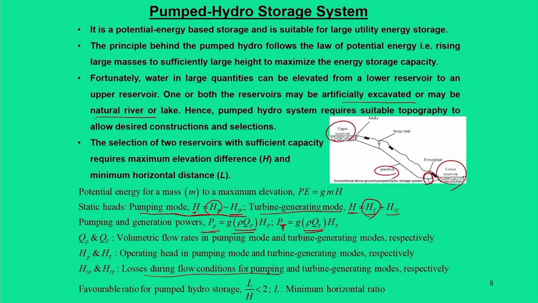To make this effective, we have two important things. First is the elevation height H, which is defined for both pumping mode and turbine mode. The other is the maximum horizontal distance. So, H is determined by this height, and L is the actual length over which the water flows in the pipe or penstock. When the L by H ratio is less than 2, it makes sense that a pumped hydro storage system can be effective at a particular geographical site.